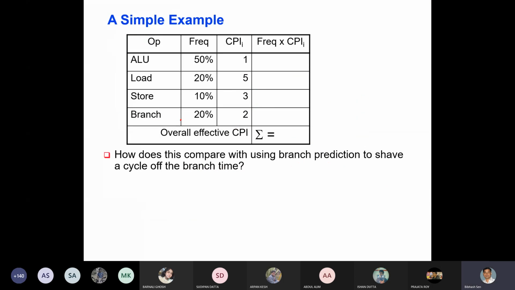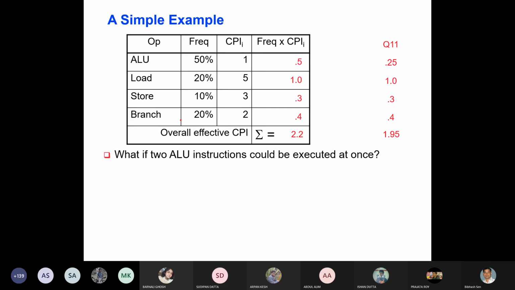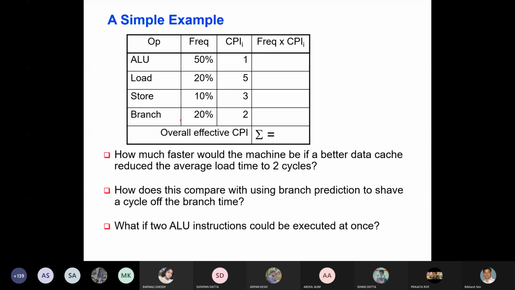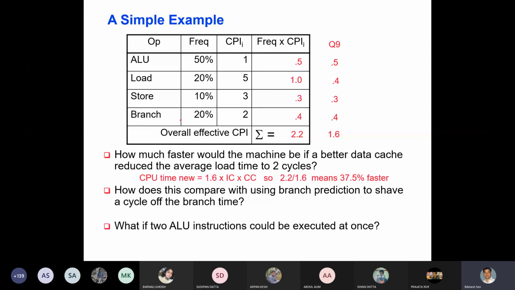So in this way, you can find out by changing the different frequency. You can find out the cycle times, and accordingly you can find the better CPU utilization. So this is one example. What if two ALU instructions could be executed at once? Two ALU, that means you are reducing 50%. So automatically this is the time you find out.